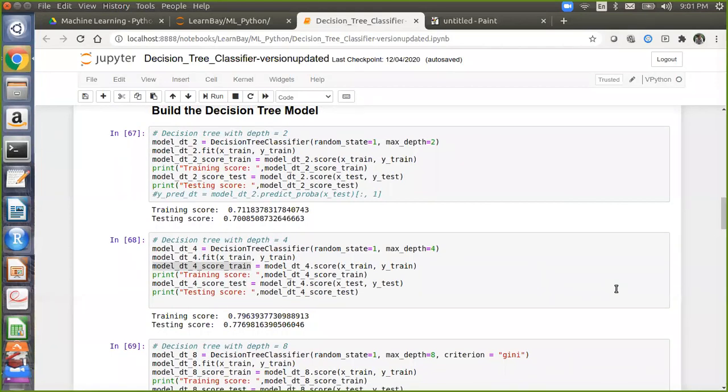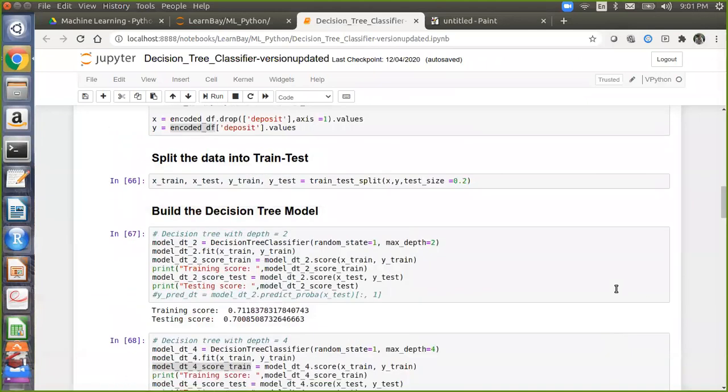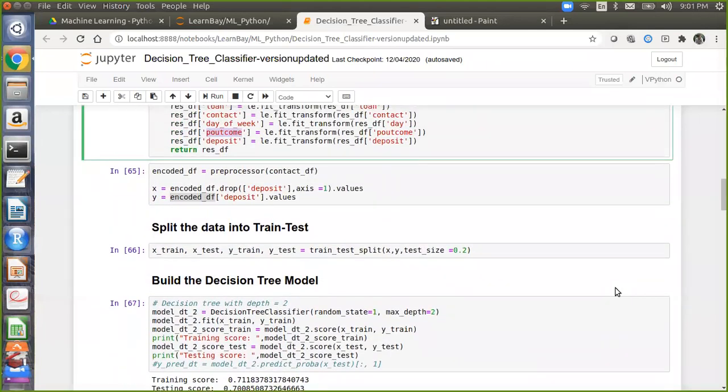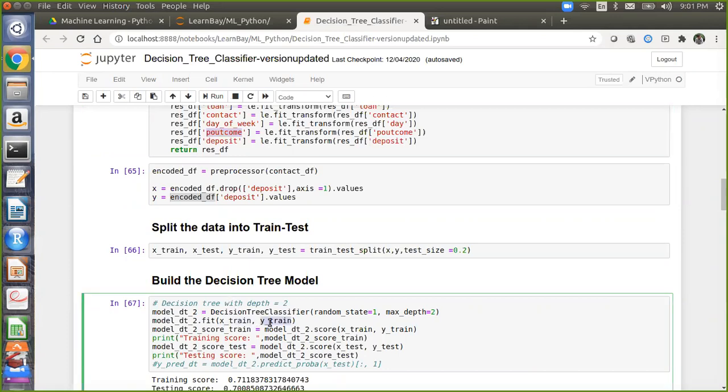Questions? Yes, I have a doubt in the 65th line. We are dropping the deposit, which is our target column, right? But while calculating the training score, we need the target variable, right? So we are passing here x train, y train. X train is your features, y train is your target.